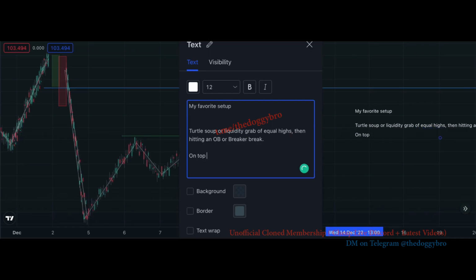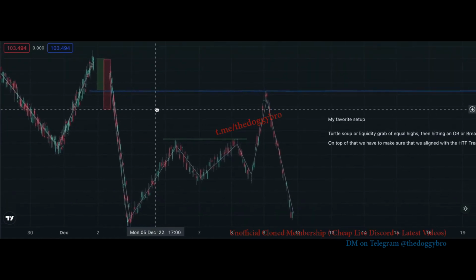On top of that, we have to make sure that the higher time frame trend or institutional order flow, which is basically the same thing but just in a more complicated term. So on top of that, we have to make sure that we are aligned with the higher time frame or IOF. So this is my favorite setup. So let me show you guys what exactly I am talking about.